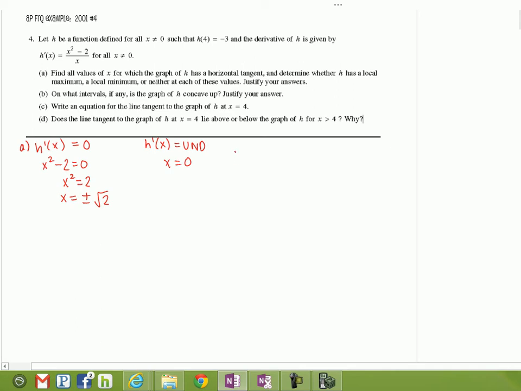So I'm going to do my sign chart over here, h prime. I'm allowed to use any value except for 0. It's undefined because the function's not defined there, so let's cross out those values, and then plus or minus root 2.